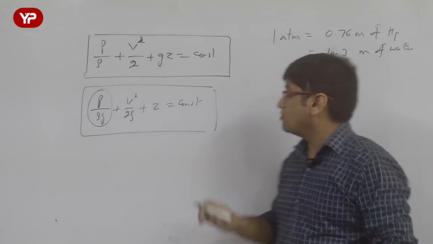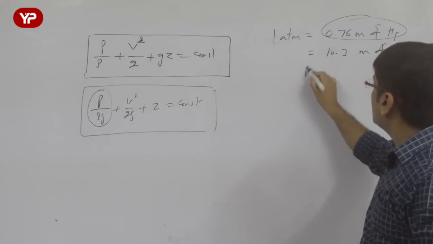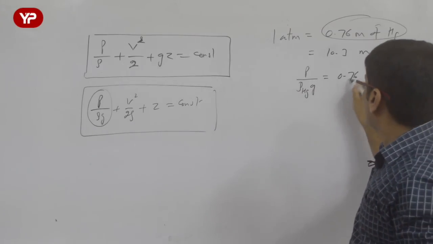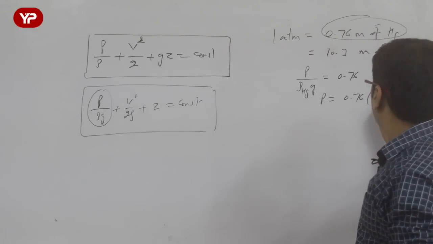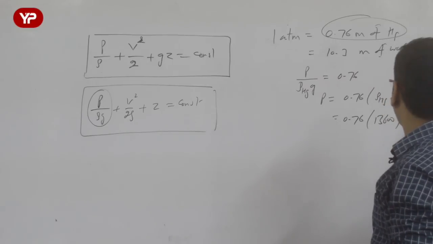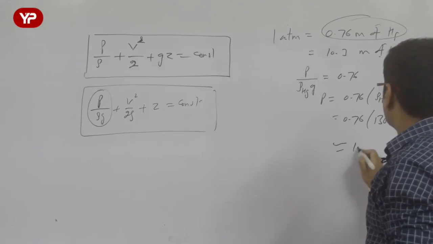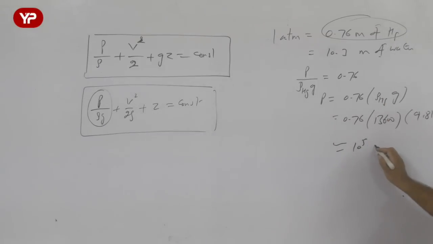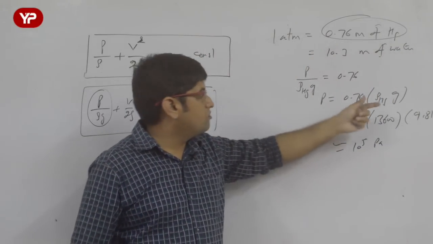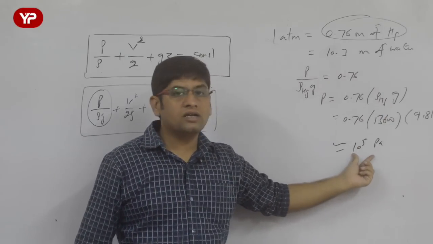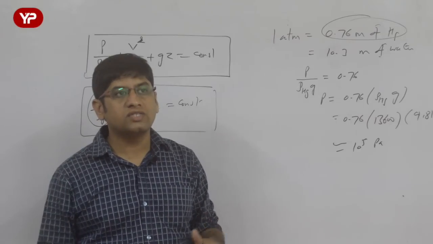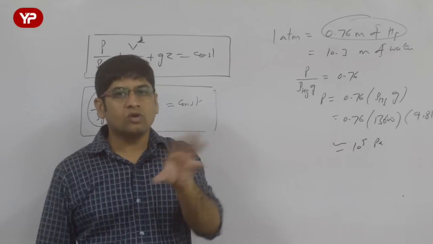That simply means that if you tell me this much meter of mercury, I know P by rho G for mercury is 0.76. That means corresponding to 0.76, my pressure will be equal to, with density roughly for mercury 13,600 kilogram per meter cube, and if I multiply 0.76 with the specific weight of the mercury, I am going to get 100 kilopascal or 1 bar or 1 atmospheric pressure. That means P by rho G is a term which directly can be used in terms of meters.